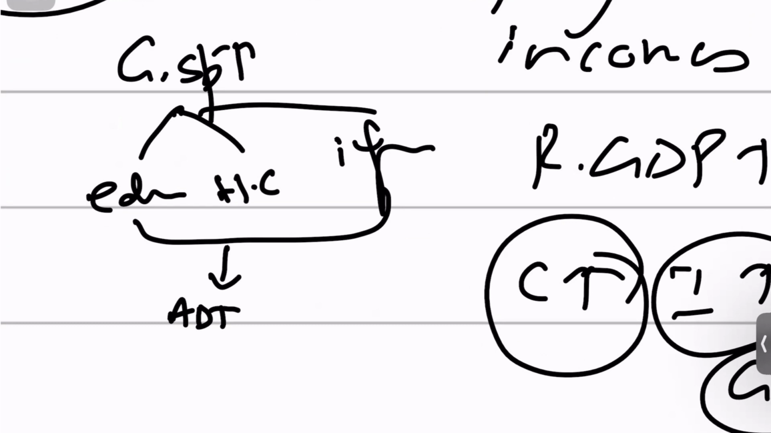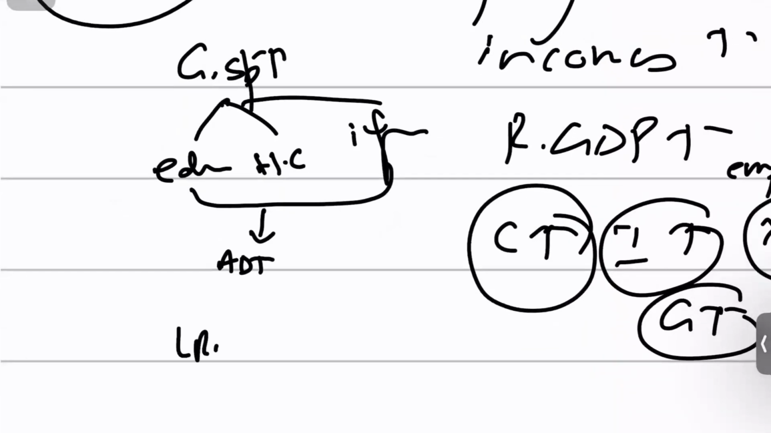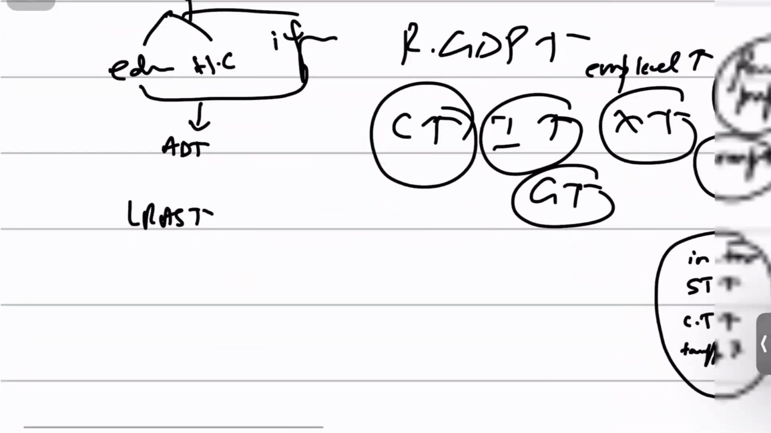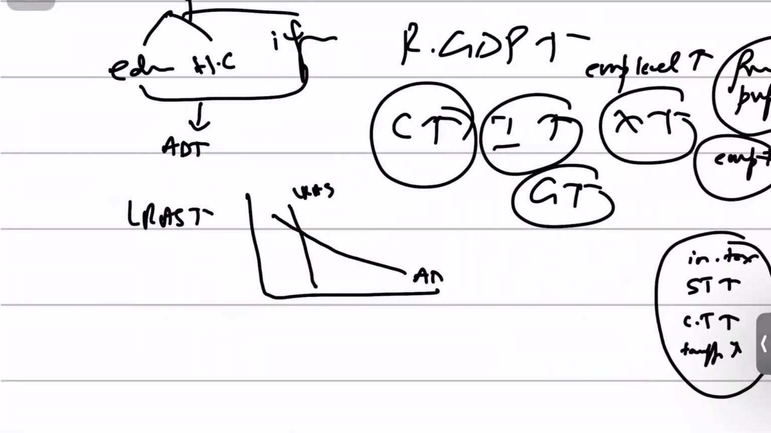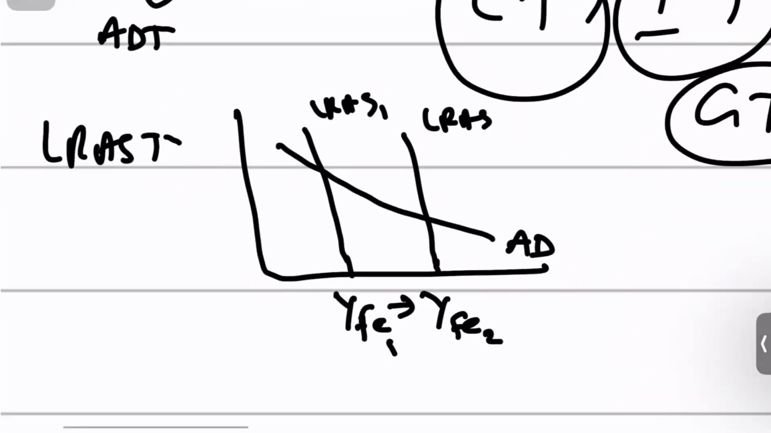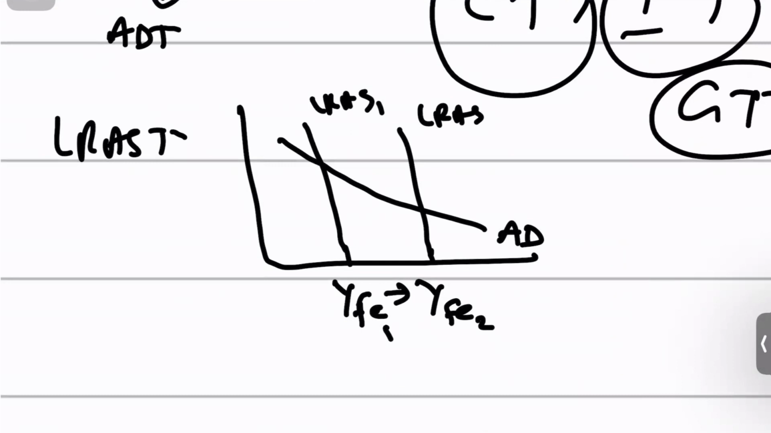But that's the immediate effect. The long-term effect is that your LRAS would go up. If this is the long-run aggregate supply curve and this is the AD, and if LRAS rises from LRAS1 to LRAS2, that causes your real GDP to go up from YFE1 to YFE2. YFE means full employment level of national income. So the full employment level of national income goes up, indicating a rise in productive capacity. You could also draw an outward shift in PPC to represent that as well.